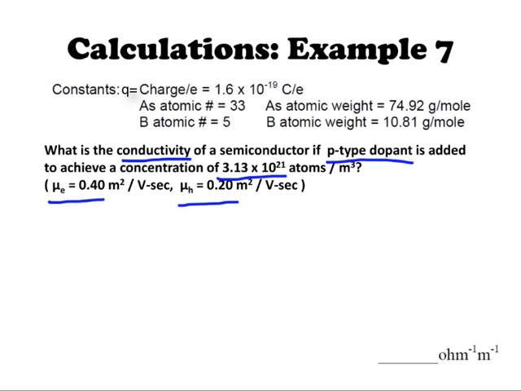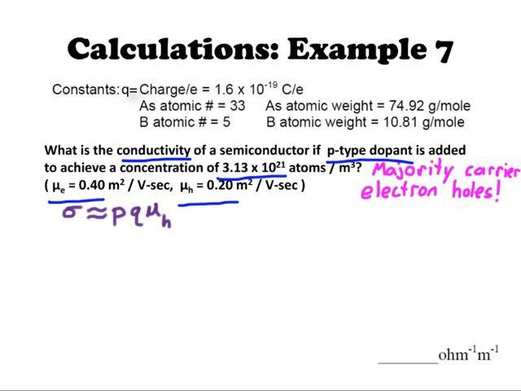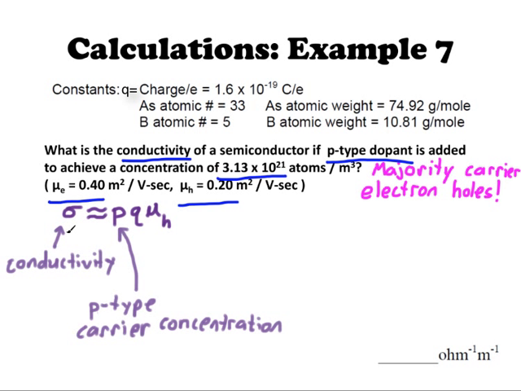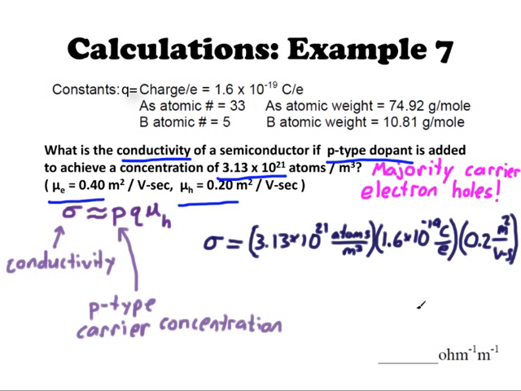Now, the first thing that's important to recognize about this problem is that p-type dopants have majority carrier electron holes. Therefore, the equation we're going to use would be that the conductivity is approximately equal to the p-type carrier concentration times the charge of an electron multiplied by the mobility of holes. So we're going to insert the information that was provided by the question.